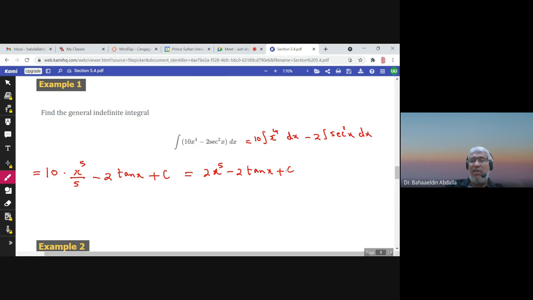To check your answer, find the derivative of this. You will find that the derivative would be this function. So 2 times 5, 10x to the power 4, minus 2 times the derivative of tan, which is secant square, and the derivative of c is 0. So in fact, our solution is correct.